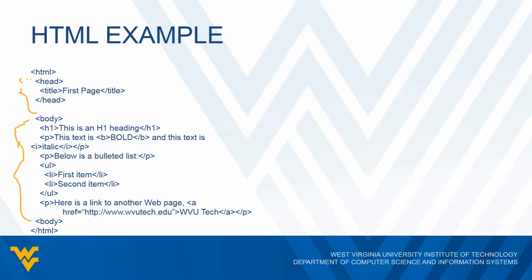So we see in this section right here that we're going to get something that says this is an H1 heading. So the H1 is a header tag. The P tags mean that we have a paragraph. So we're going to see some text in that paragraph that says this text is bold. The B tags mean that we're bolding those texts. The I tags mean we're italicizing it. This section right here will take care of unordered lists. That's what the UL part is. And the LIs are the items in the unordered list.